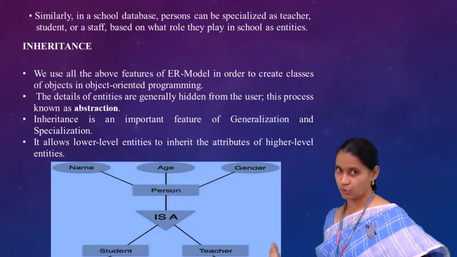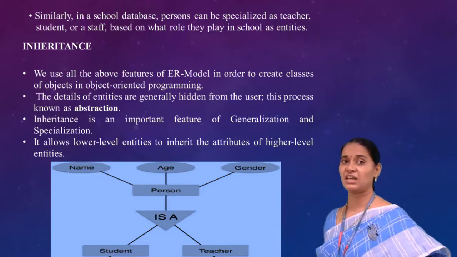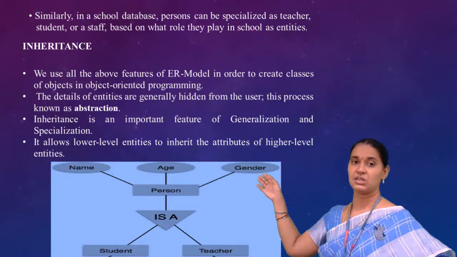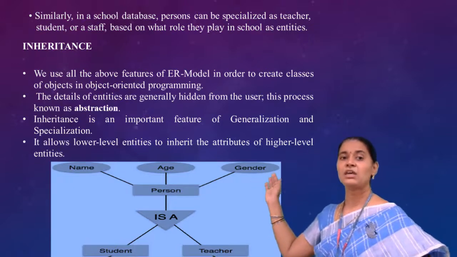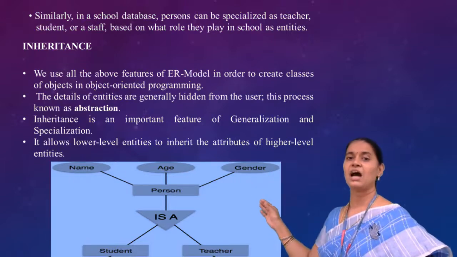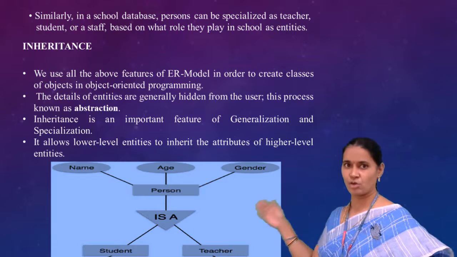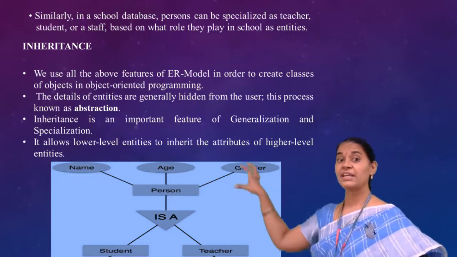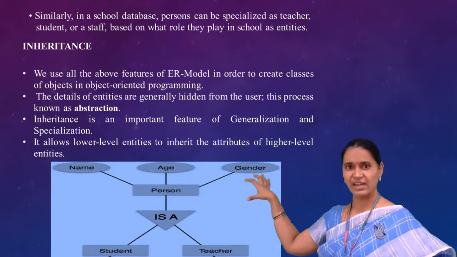This is about attribute inheritance. Now, based on this, I can give the definition of inheritance. What is inheritance? We use all the above features of the ER model in order to create a class of objects in object-oriented programming. So a number of objects put together can be defined as a class. That is what I have written.